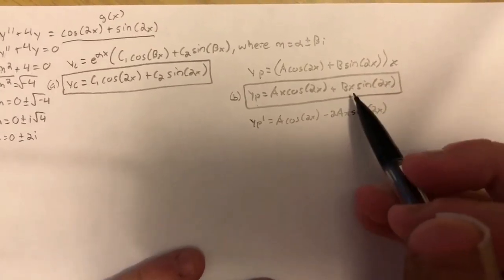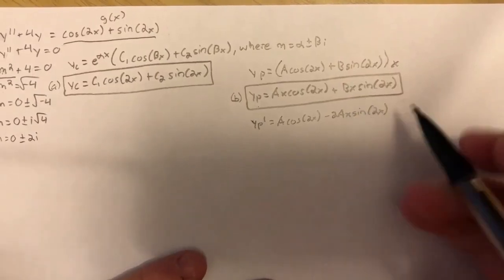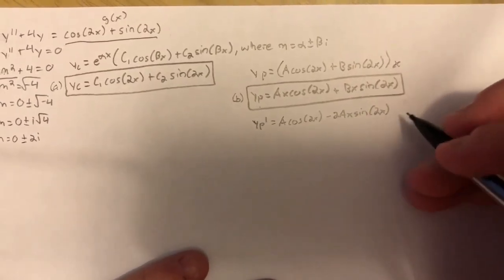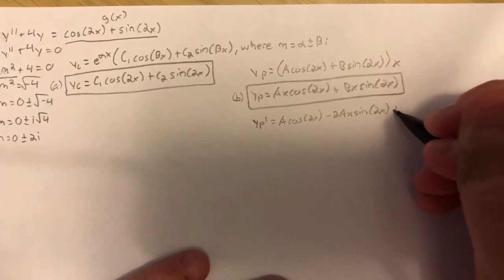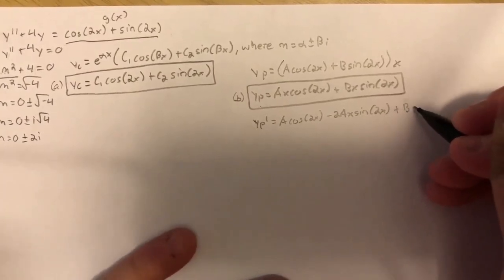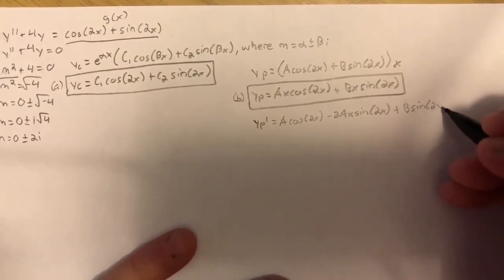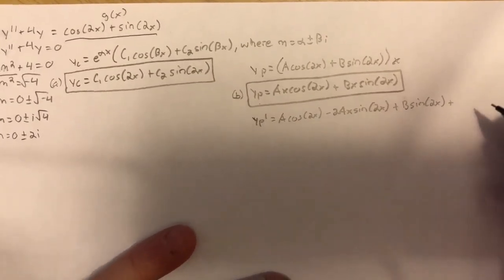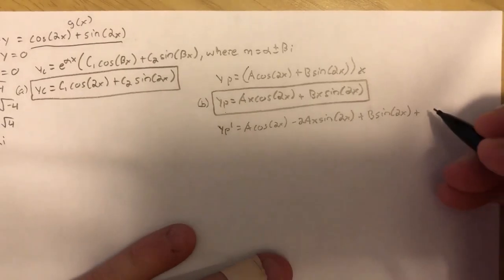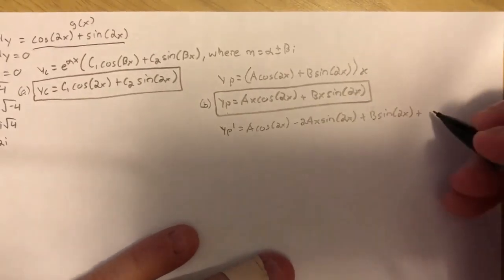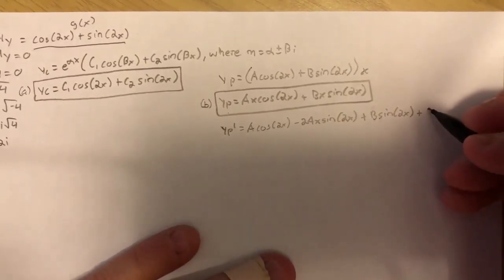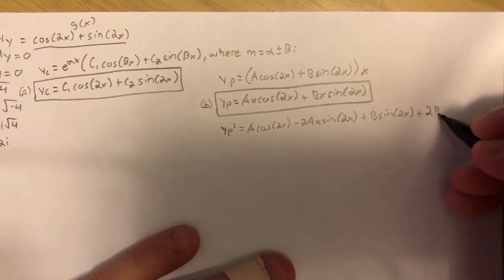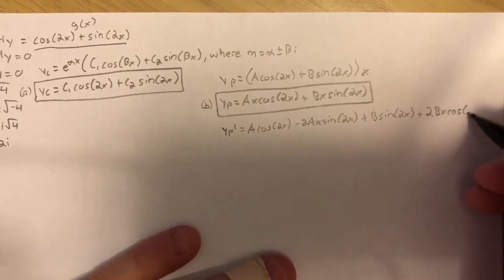So now we have to do the same thing for bx sine 2x. So we do that. Derivative of bx is b sine 2x. Derivative of sine 2x is 2 cos 2x. So we put the 2 in front of the bx. So we get 2bx cos 2x.